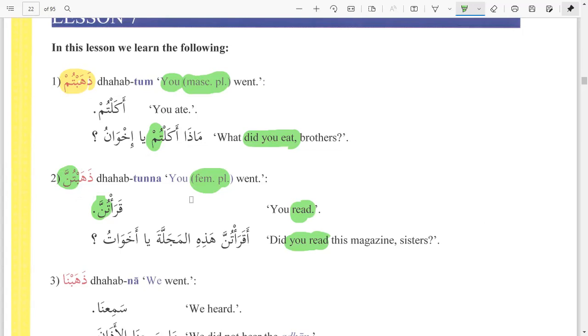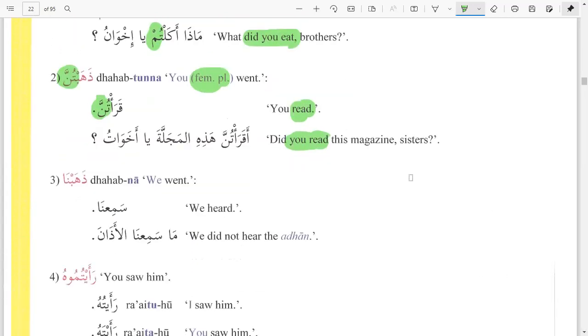Next is zahabna. Zahabna, we went. This na is an attached pronoun of nahnu. Zahabna, we went. Sami'na, we heard. Ma sami'nal azana, we did not hear the azan. Ma means did not.